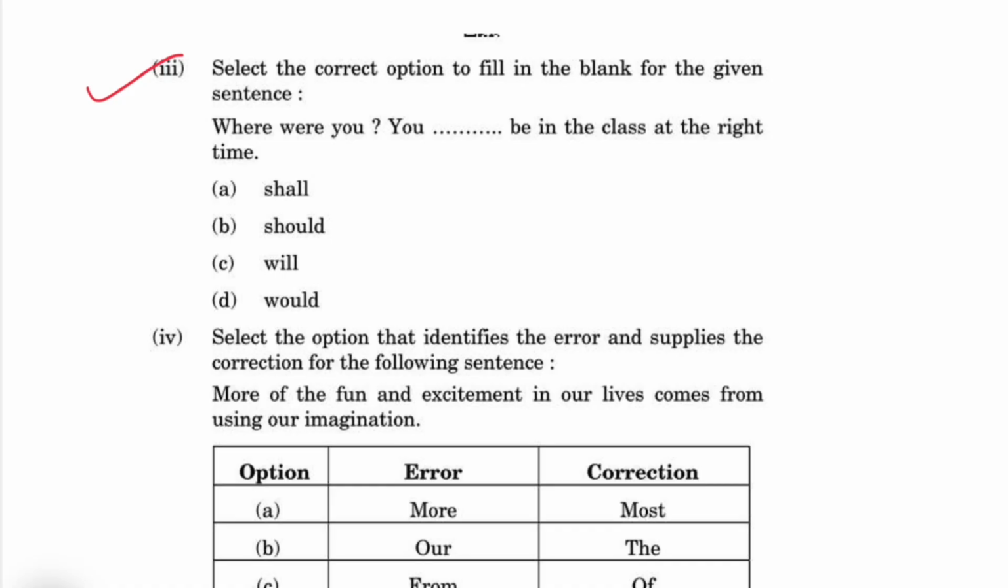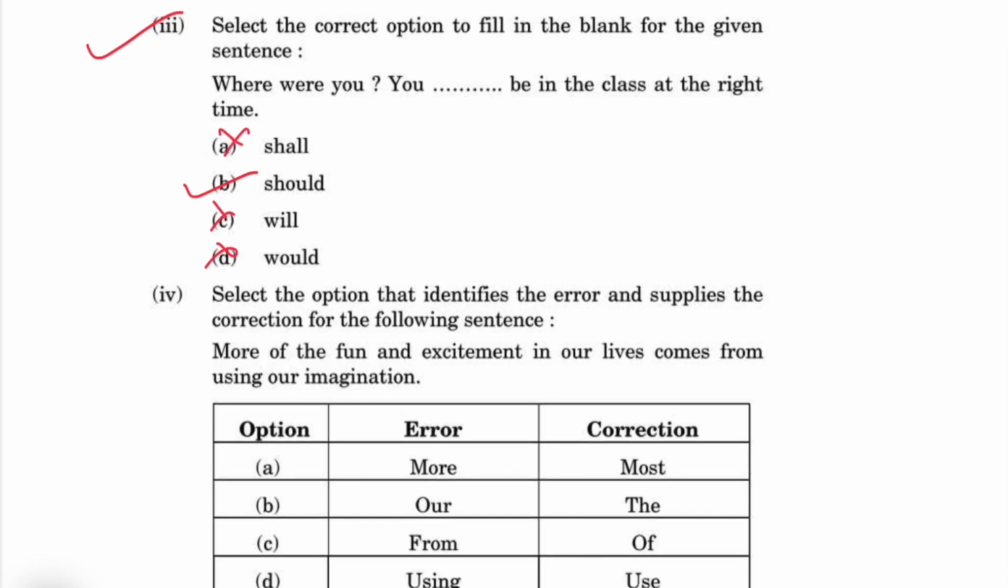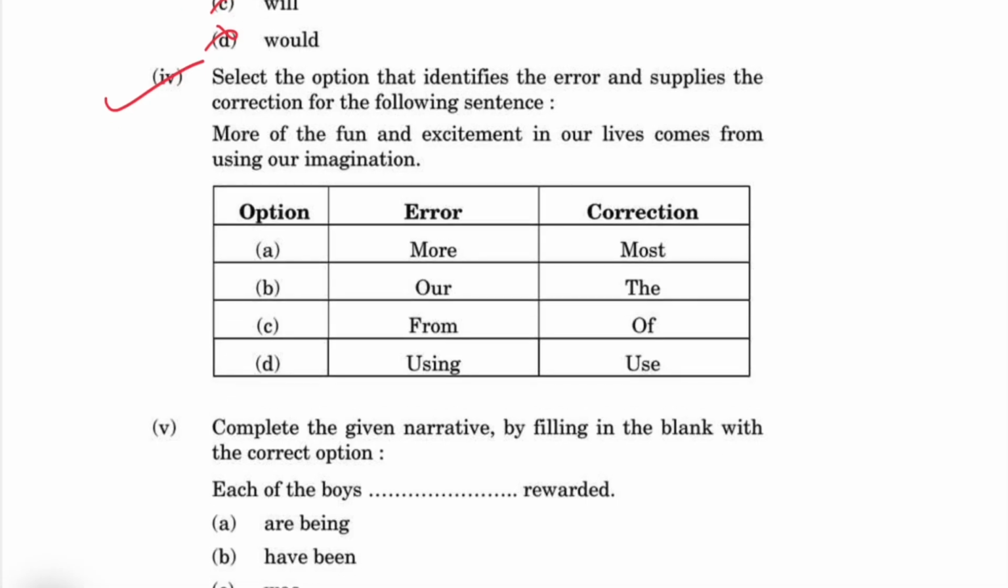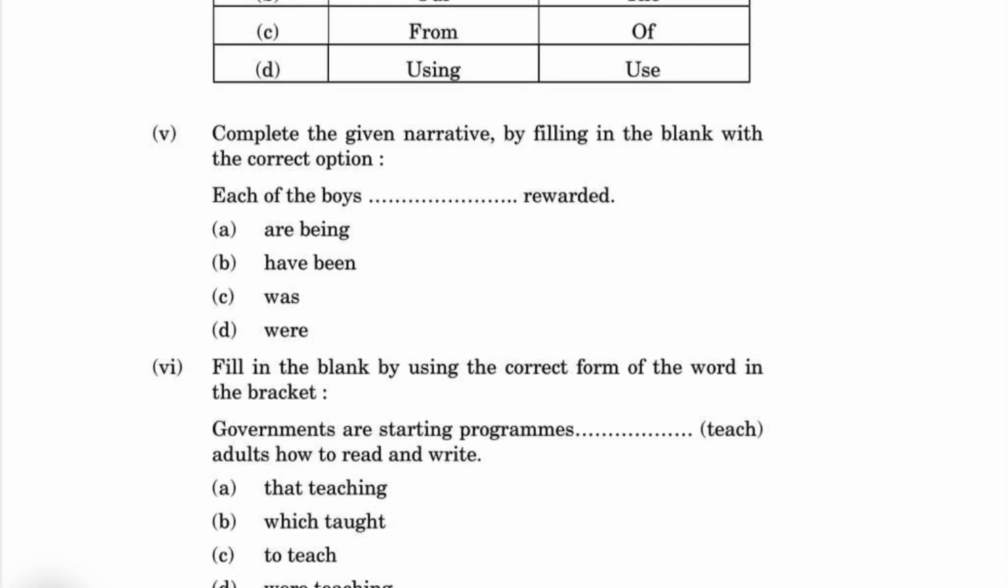Next one is where were you? You dash be in time. So should, hona chahiye. So shall, will, would, all three are wrong. Should is the correct answer. Next one is more of the fun and excitement in our life comes from using our imagination. So more of the fun or most of the fun. So this is the correct answer, most of the fun.